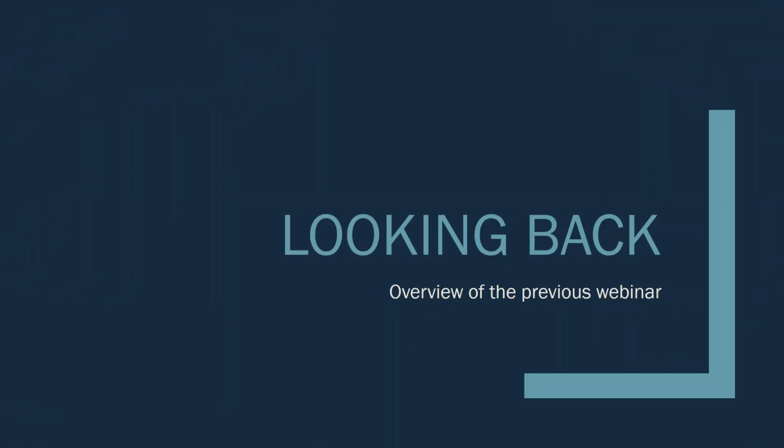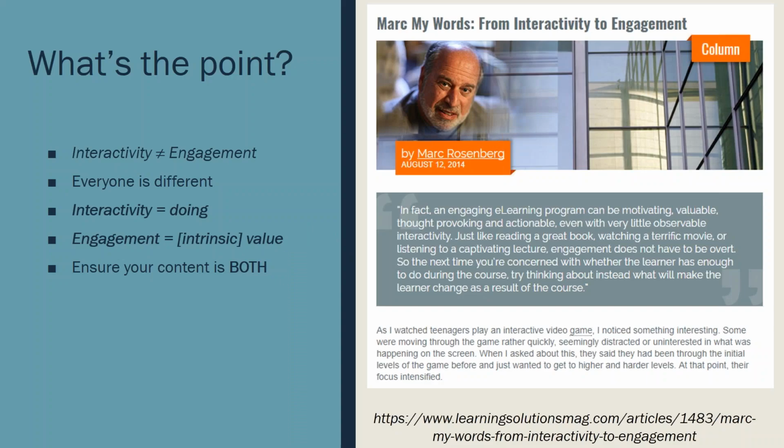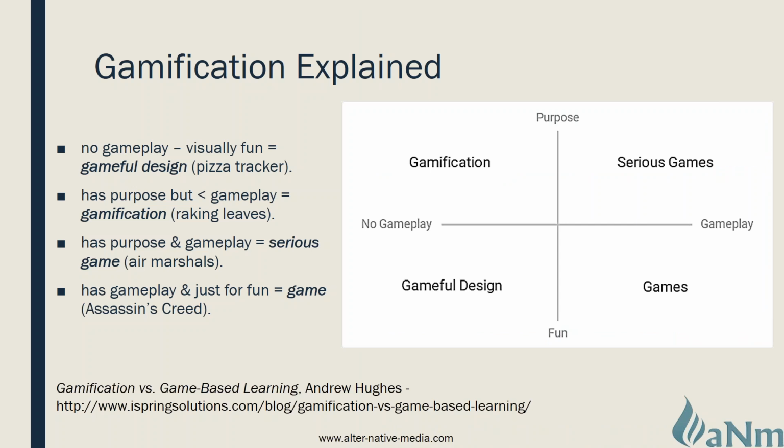So taking a look at last week, we talked about different ways to engage the learner and different levels of interactivity. We looked at, what's the point, and the difference between an interactivity is doing something, maybe on screen or on the device. Engagement is for our audience or participants or our learners to actually have internal value, and that's what we need to make sure we have both. We talked a little bit about gamification and the differences of. I pointed out a really great resource on iSpring that's available to read, and a video from Andrew Hughes that really talks about the different levels.